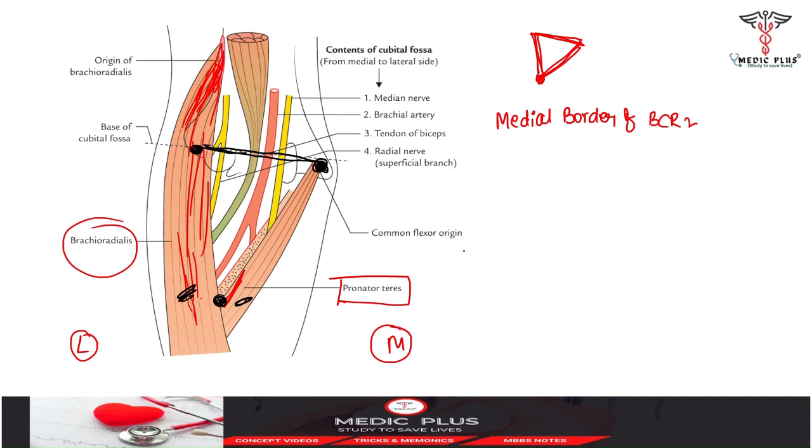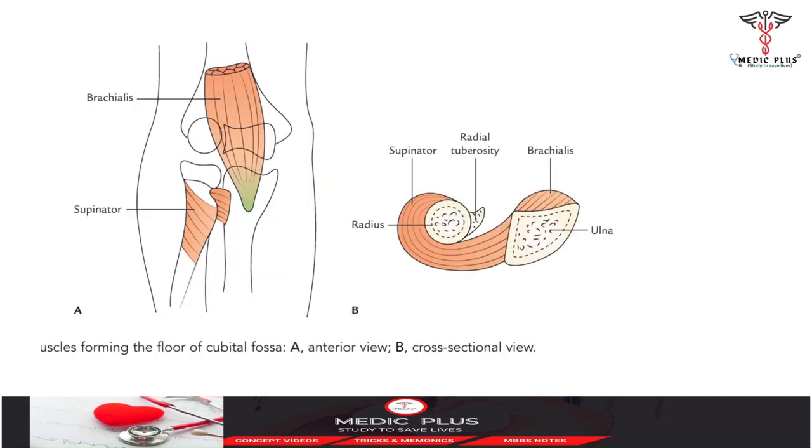Now two more things. It also has a floor. Beneath these are the contents. These contents are situated above the floor. Now if we remove these, we can see how the floor is formed. For understanding purposes, we have removed all this content, and now we can see the brachioradialis and supinator muscles.